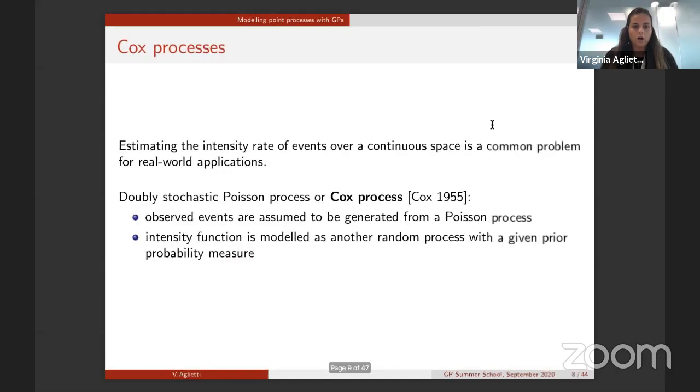Right, so I'll start by giving you an idea of what a Cox process is. A Cox process is generally used to model and estimate the intensity rate of events over a continuous space. So what's a Cox process? Well, in a Cox process, observed events are assumed to be generated from a Poisson process, and the intensity function of this Cox process is itself stochastic, another random process with a given prior probability measure.